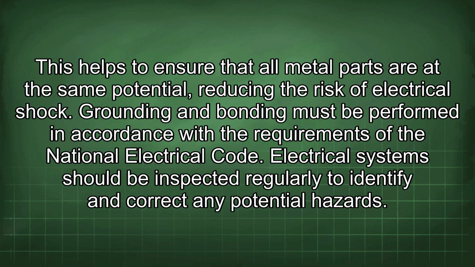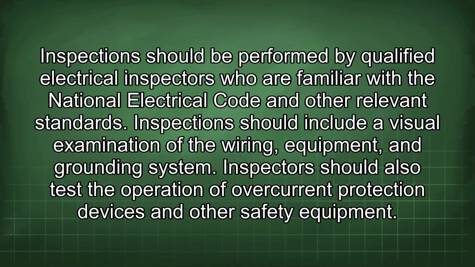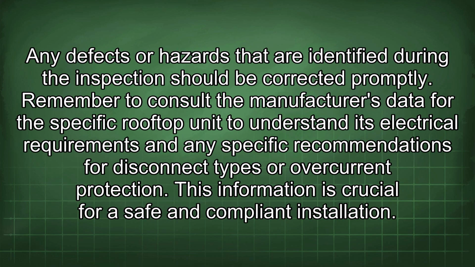Electrical systems should be inspected regularly to identify and correct any potential hazards. Inspections should be performed by qualified electrical inspectors who are familiar with the National Electrical Code and other relevant standards. Inspection should include a visual examination of the wiring, equipment, and grounding system. Inspectors should also test the operation of overcurrent protection devices and other safety equipment. Any defects or hazards that are identified during the inspection should be corrected promptly.